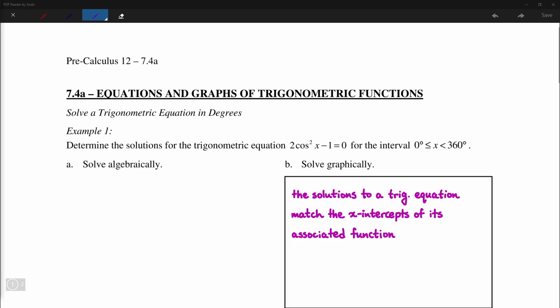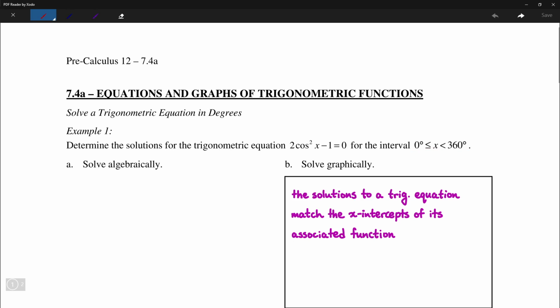Hello everyone, so today we're going to go over section 7.4 part A, equations and graphs of trigonometric functions. So we have an example here, 2 cosine square x minus 1 is equal to 0, and the question is in degrees, and the interval is from 0 to 360 degrees.